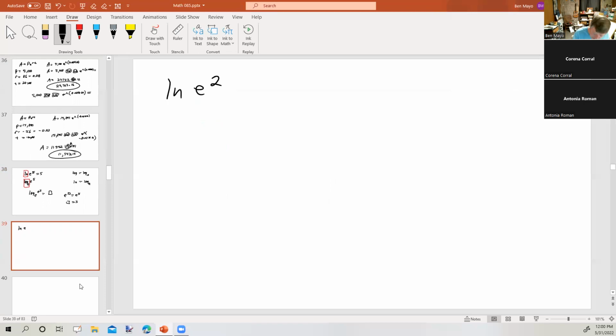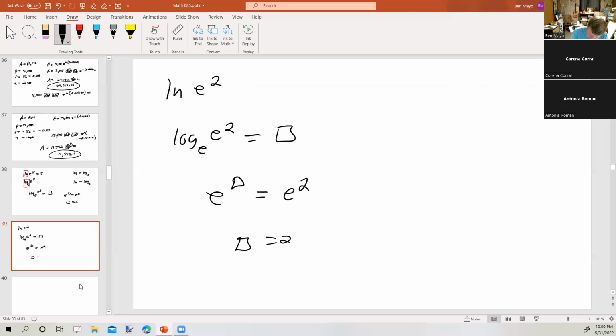All right, next one. Natural log of e squared. Well, that's the same thing as log base e of e squared, which is equal to some unknown box. Changing it to an exponential equation, we get that. So the box is 2. So the natural log of e squared is 2.